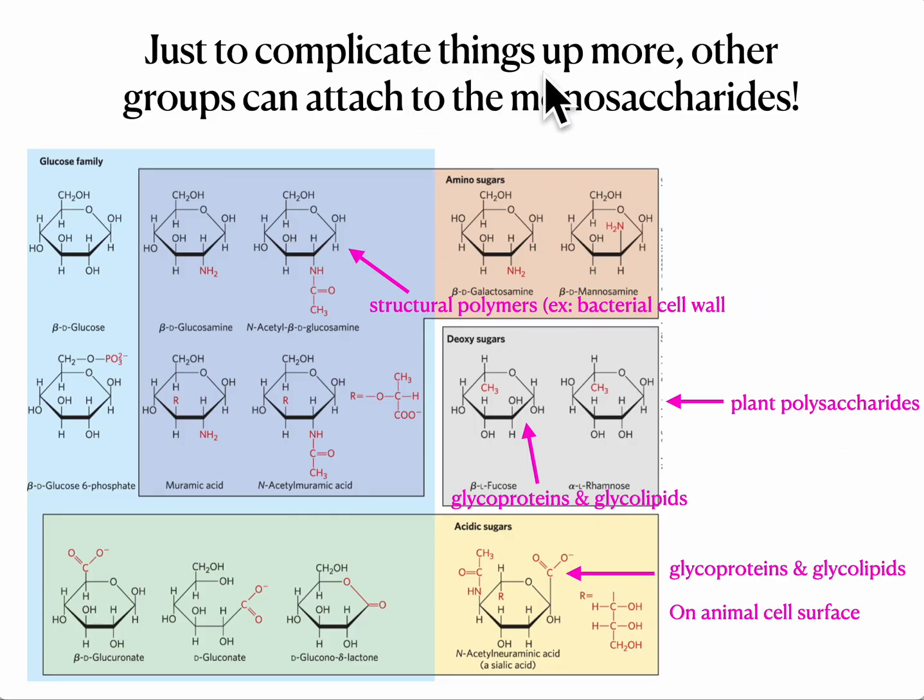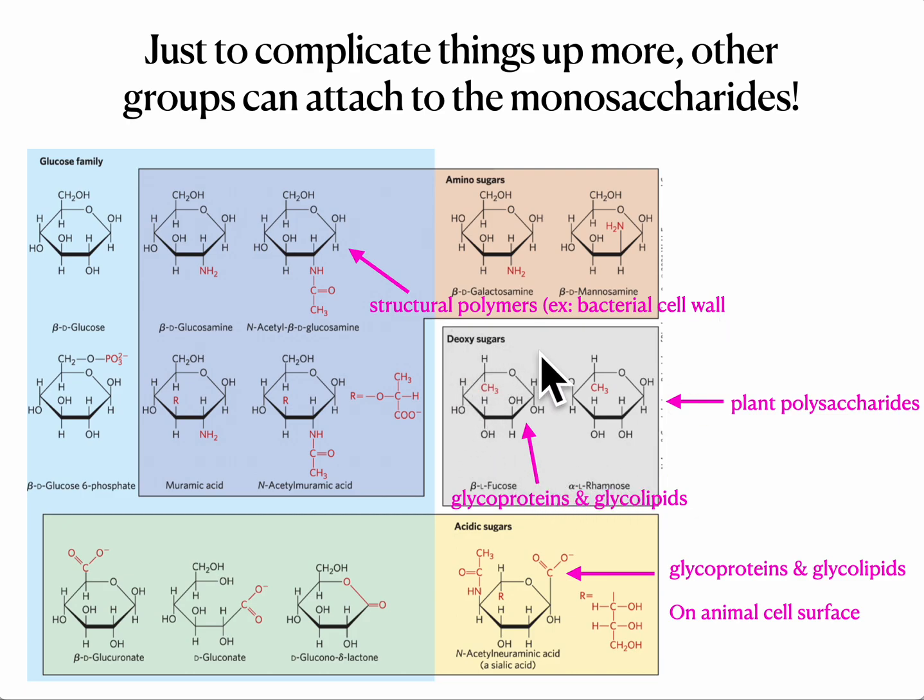All right, just to complicate things even more, other groups can also attach to the monosaccharides. We won't go through all of them, but I'll point to some. For example, you can have this group with a nitrogen and also some kind of carbonyl. If this group is attached to the second carbon, it forms N-acetyl beta D-glucosamine, and it can form structural polymers, and it exists in bacterial cell walls.